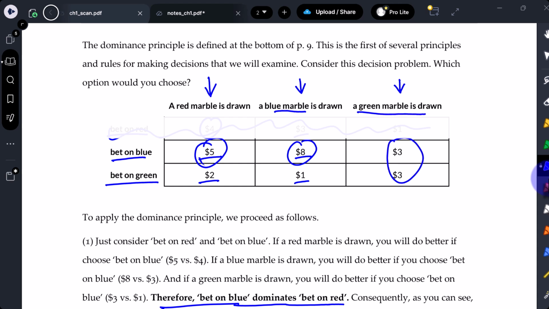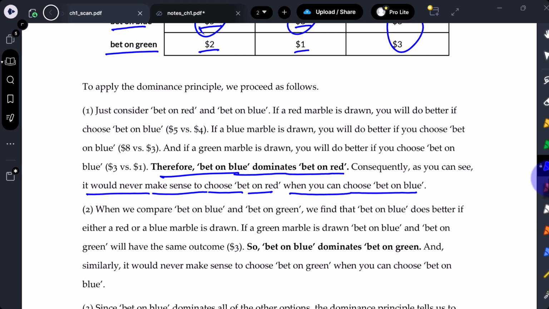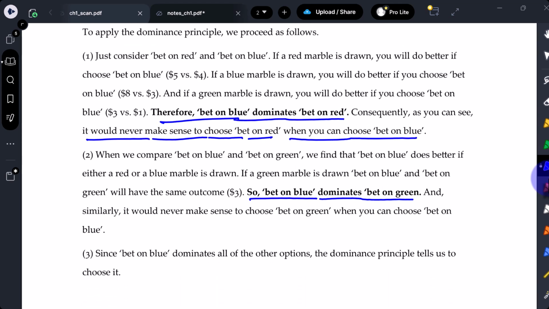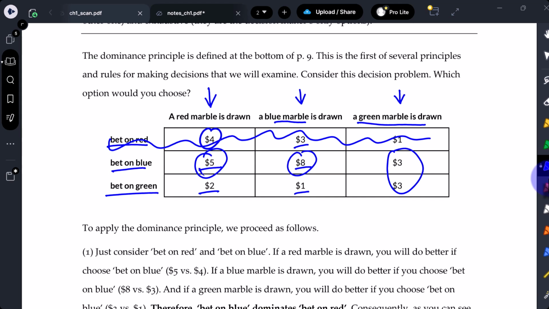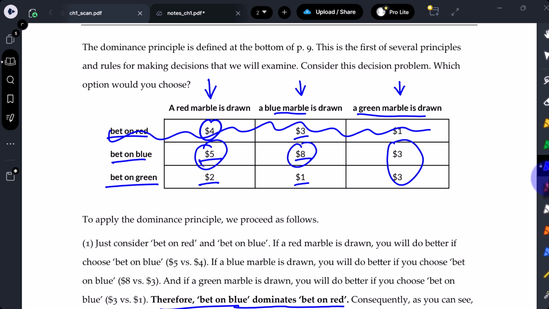Okay, so now for every state, red marble is drawn, blue marble is drawn, or a green marble is drawn, bet on blue does as well or better than bet on green. So again, bet on blue dominates bet on green. And similarly, it would never make sense to choose bet on green when you can choose bet on blue. Since bet on green is dominated by bet on blue, we want to eliminate it as a viable option as well.